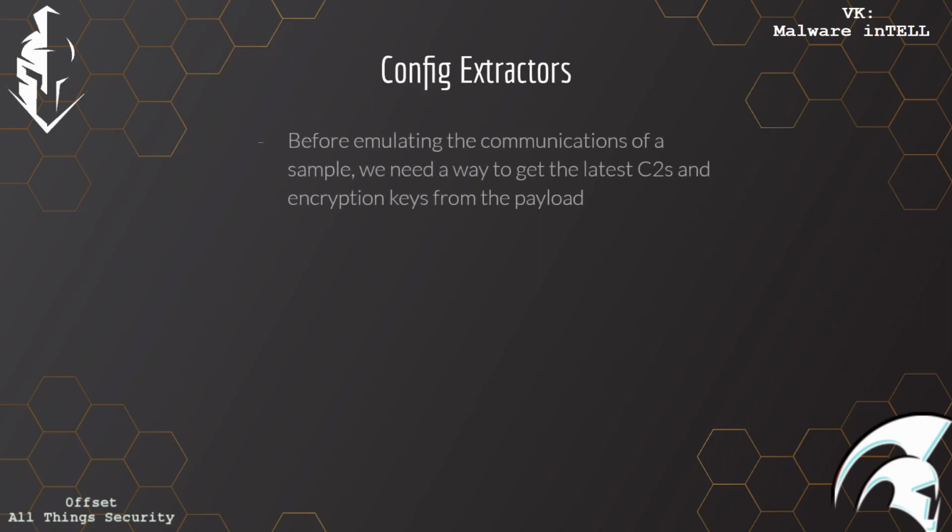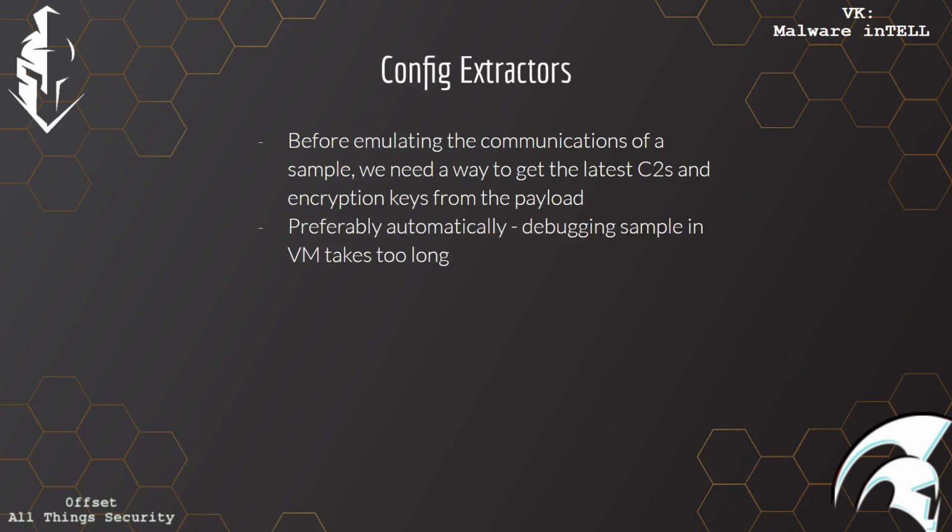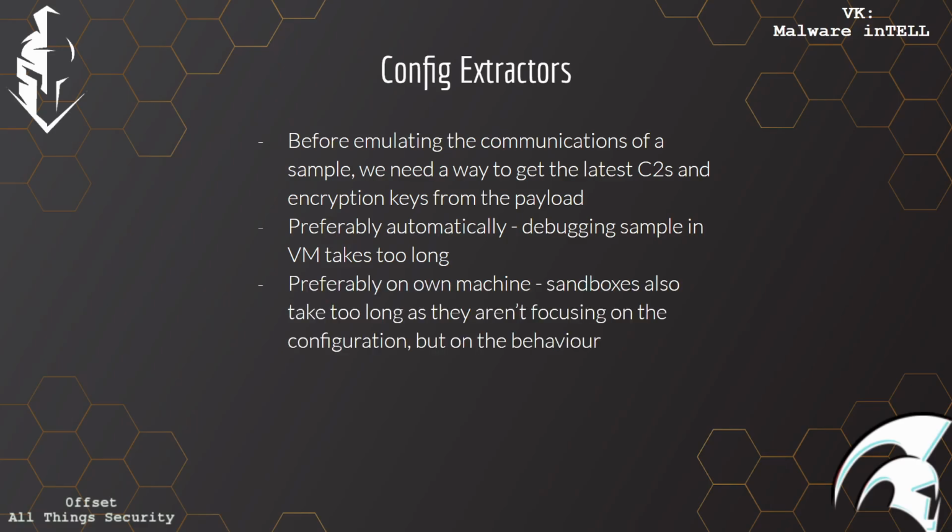But anyway, before emulating the communications of a sample, we need a way to get the latest command and control servers as well as encryption keys from the payload. We want to do this automatically, as debugging the sample in a VM takes quite a long time and extracting it manually also takes quite a long time. We also want to do it on our own machine. Sandboxes also take quite a long time as they aren't really focused on the configuration but more on the behavior, although you can get certain sites that focus on extracting configs like Cape.